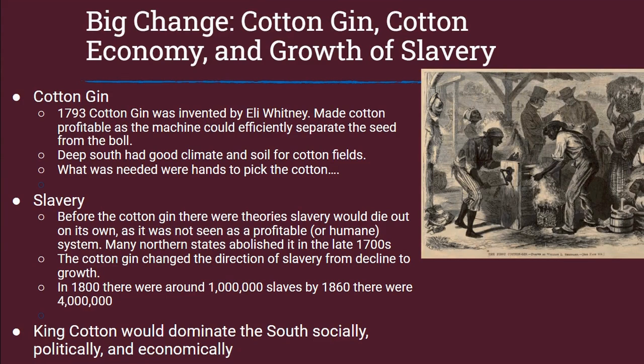Before the cotton gin, there were theories that slavery would die out on its own, as it was not seen as profitable or humane. Many northern states abolished it in the late 1700s. However, the cotton gin changed the direction of slavery from decline to growth. In 1800, there were about 1 million slaves, and by 1860, there were 4 million. As you probably already know, the growth of slavery and Southern dependence on it will lead to tensions between the North and South. Overall, cotton would be known as King Cotton and dominated the South socially, politically, and economically.